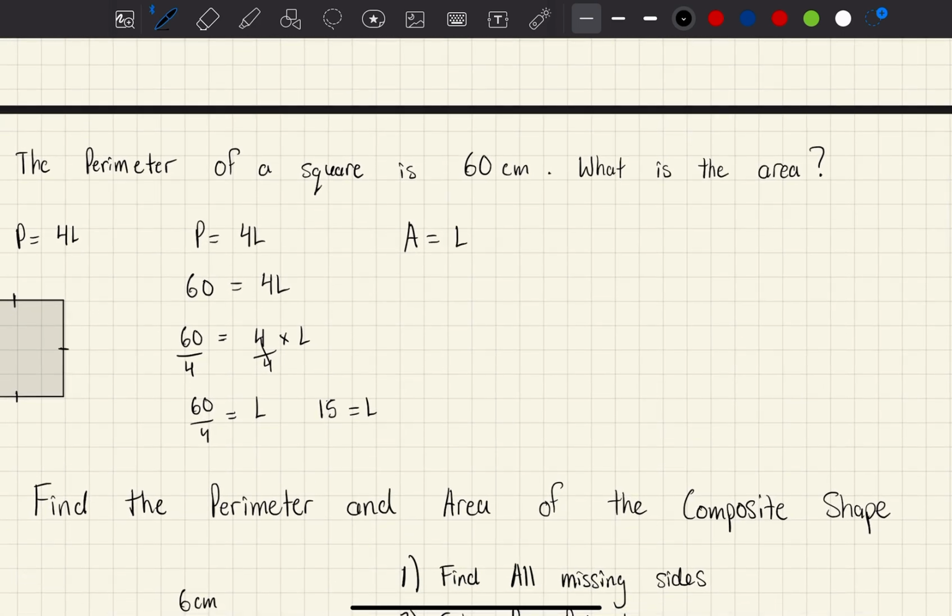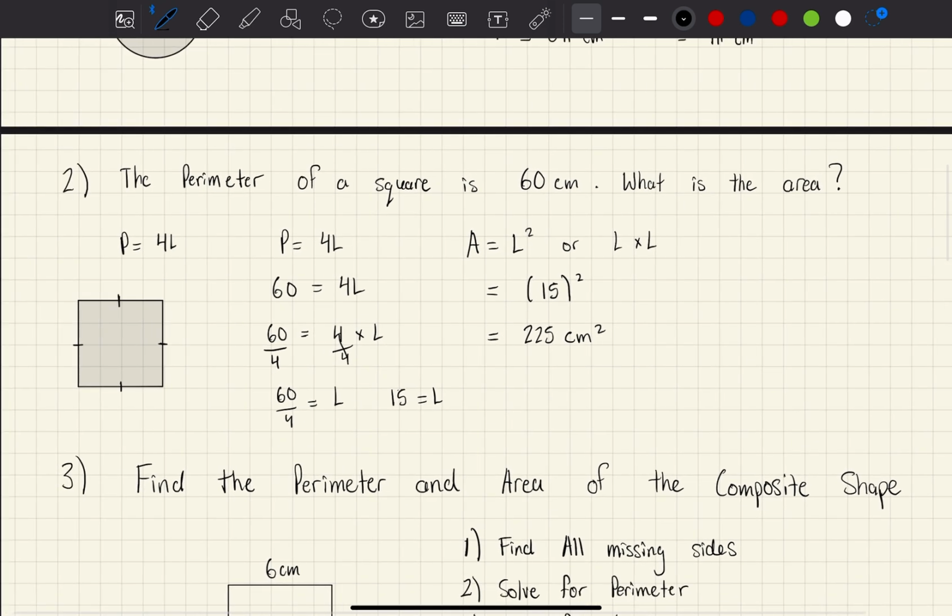So area is equal to L squared, or L times L. Okay, so we can sub in our length, which is 15, which we solved right beforehand, 15 squared. So we can plug that into our calculators. 15 squared is going to give us 225 centimeters squared. Good, so that's how we're going to solve for the area in that problem.